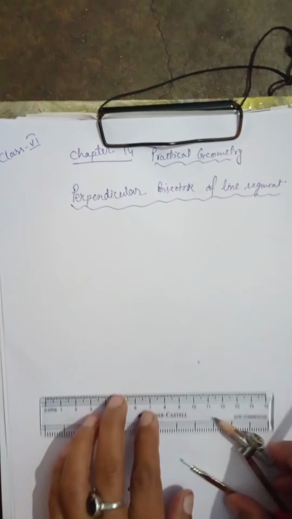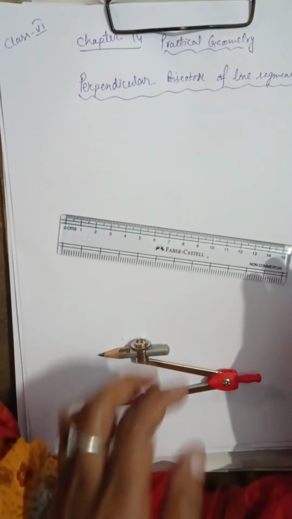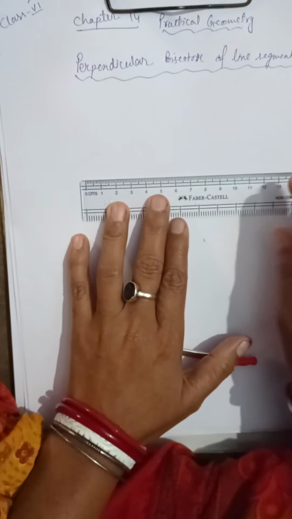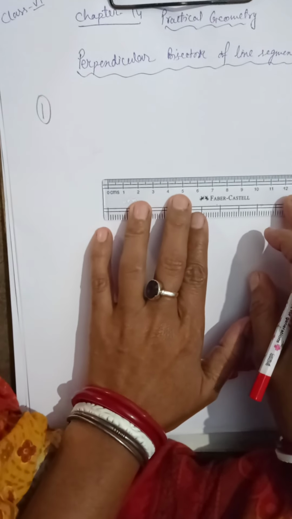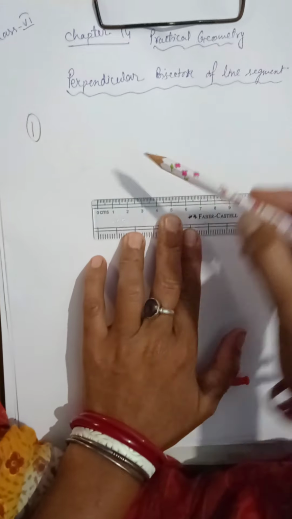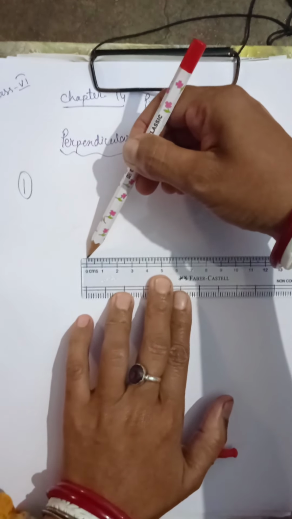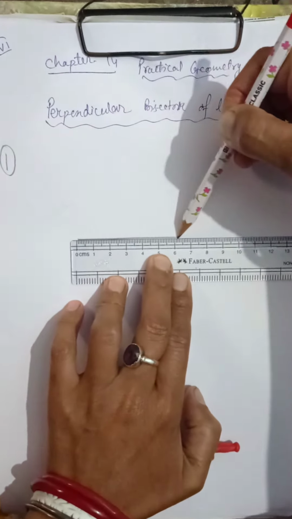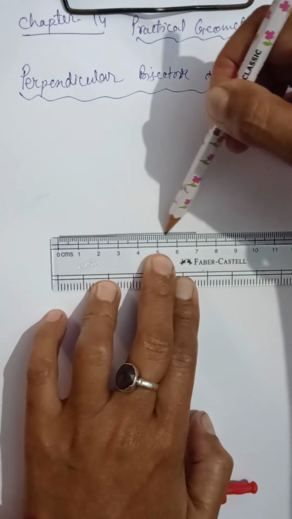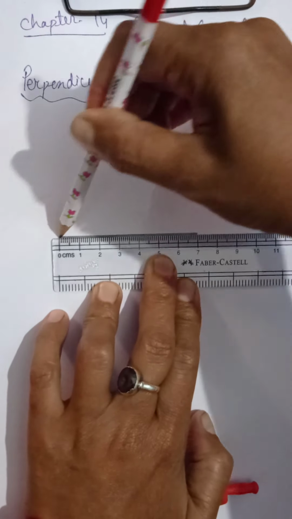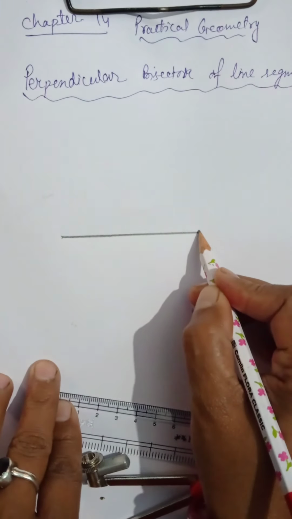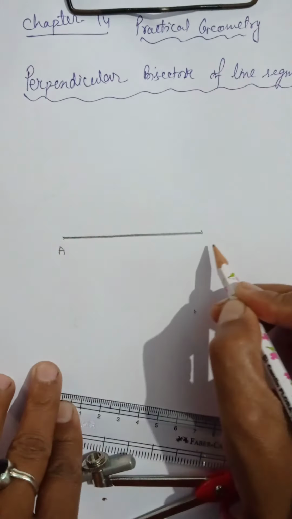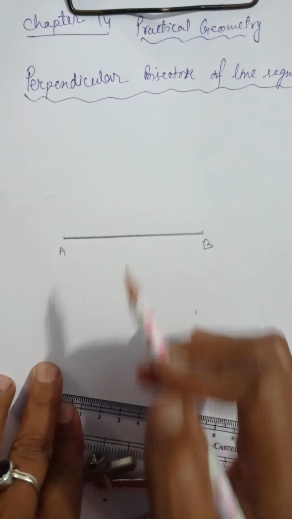Okay, for that, first of all I will take one line segment. For the first example, I am taking one line segment of 7 centimeters. Let's name this one AB. Now I want to bisect this one.